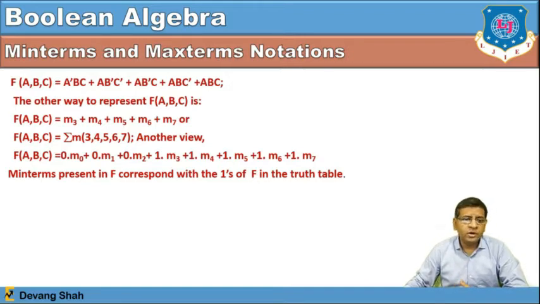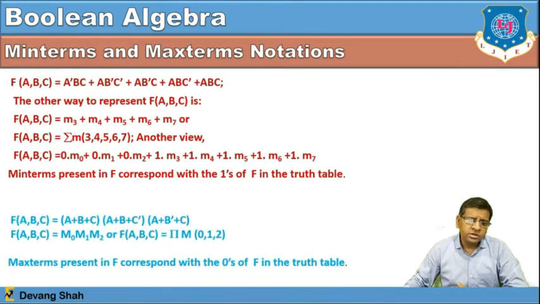So what does it mean? Here the min terms 0, 1, 2 are missing, that means those min terms are not available, so they are multiplied with 0. The rest of the min terms are available, like 3, 4, 5, 6 and 7, so all have the value of 1, so you can multiply by 1, right? So here the min terms represented in F correspond with the ones of F in a truth table.